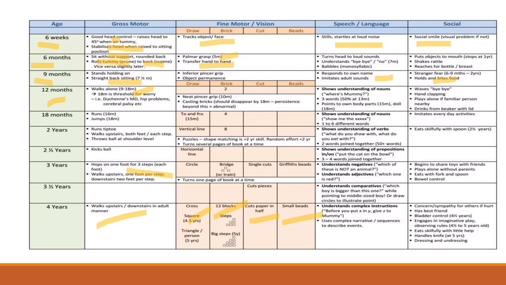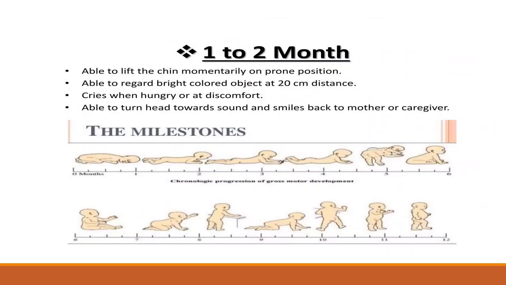Then understands complex instructions by 4 years. Then shows concern and sympathy for others if hurt, and has a best friend. Bladder control will be there. Engages in imaginative play, observing rules. Dresses skillfully with a little help. Handles knife at 5 years. Dressing and undressing will be done by 5 years. These are the fine and gross motor development. You can read this table. Everything cannot be explained. It is simple, you can understand it yourself.